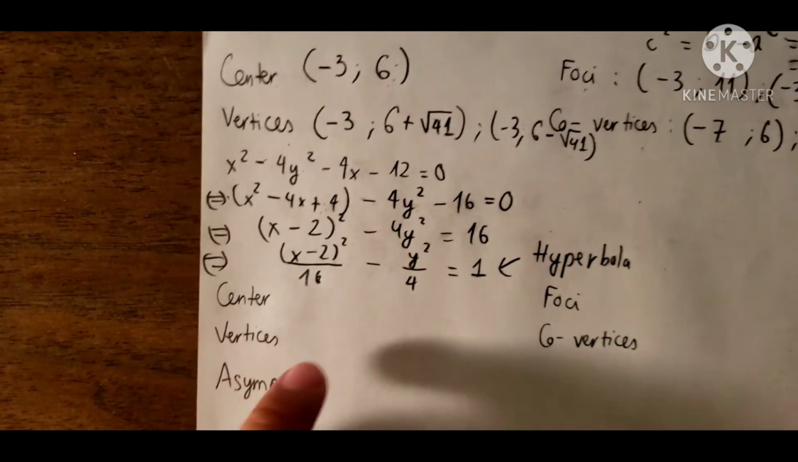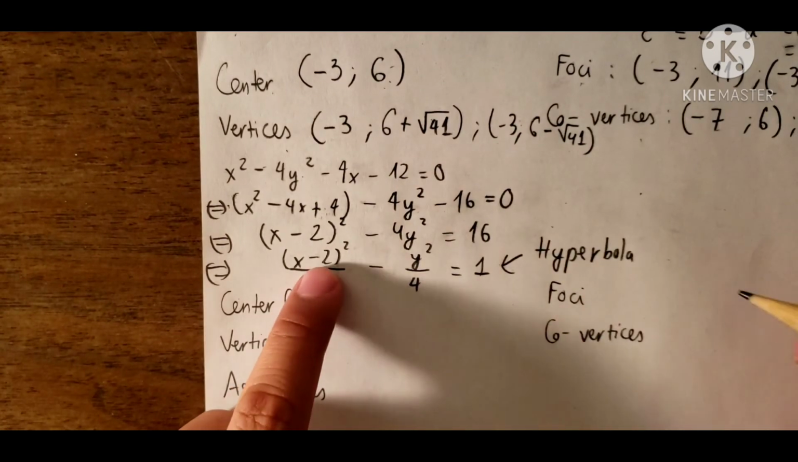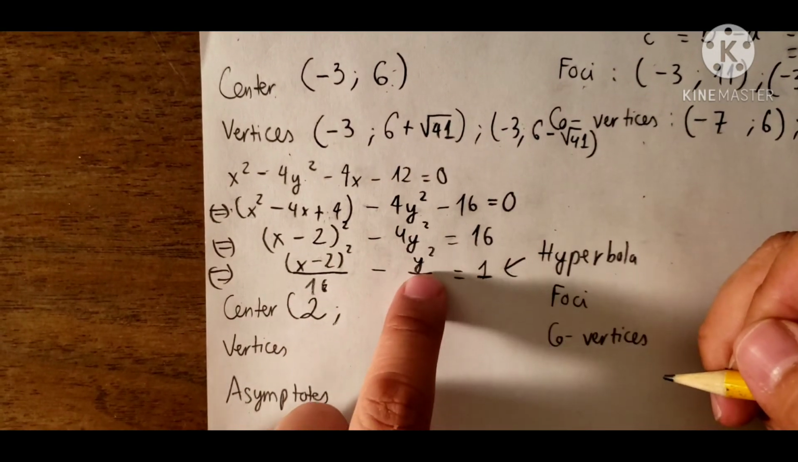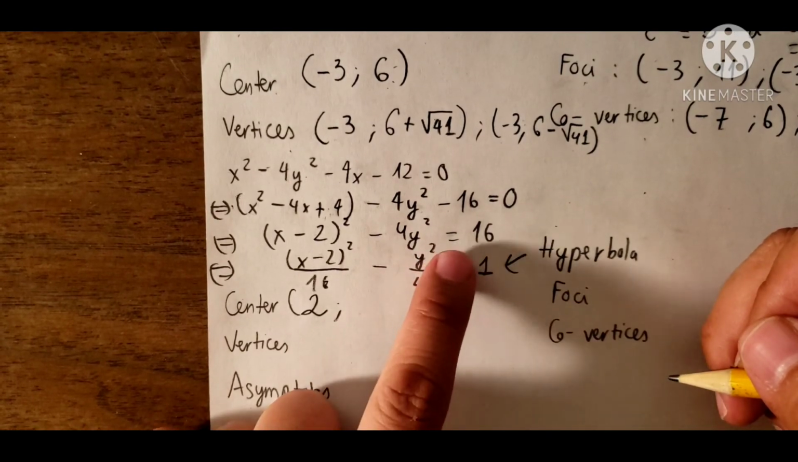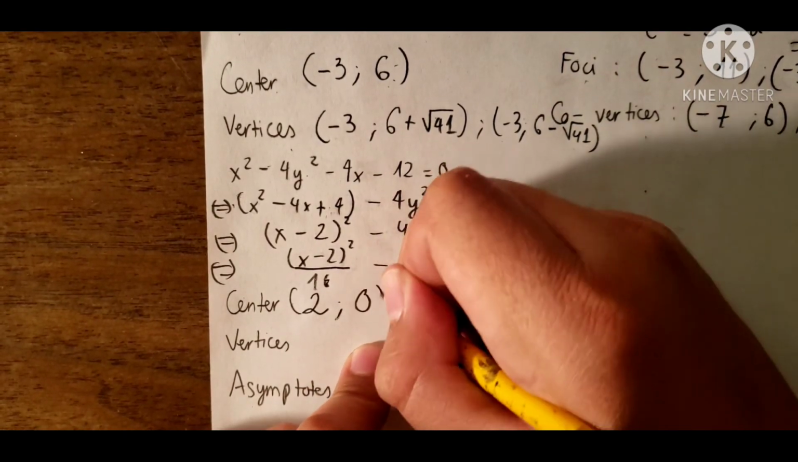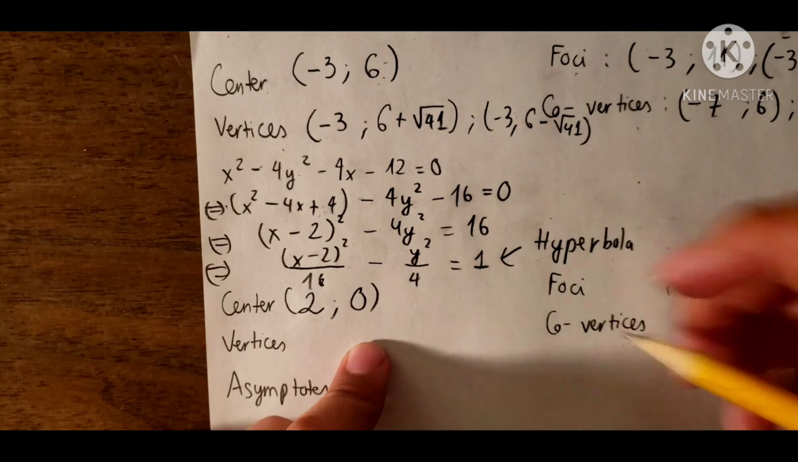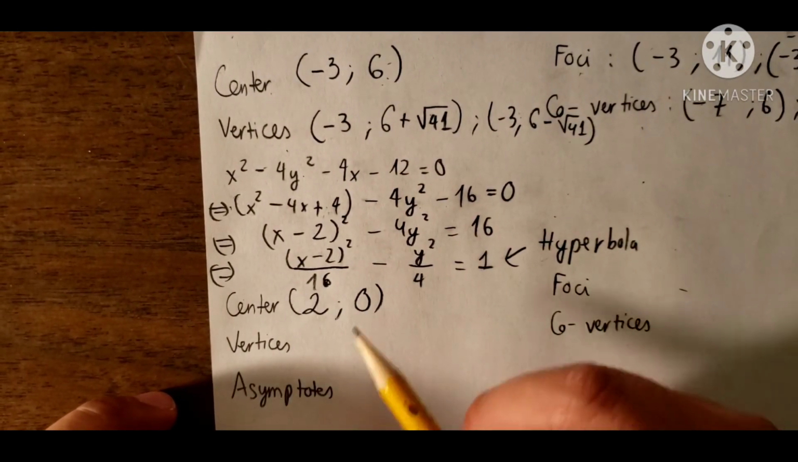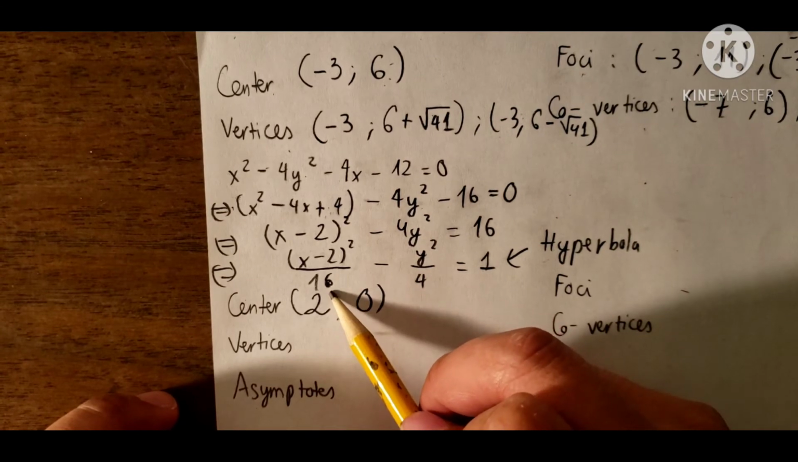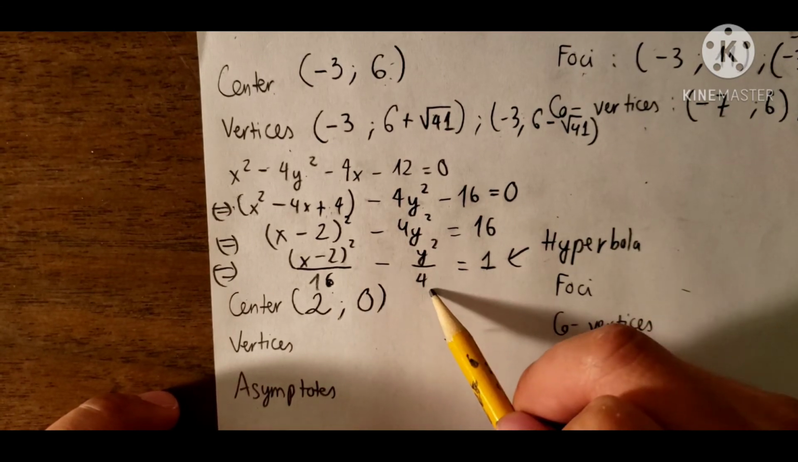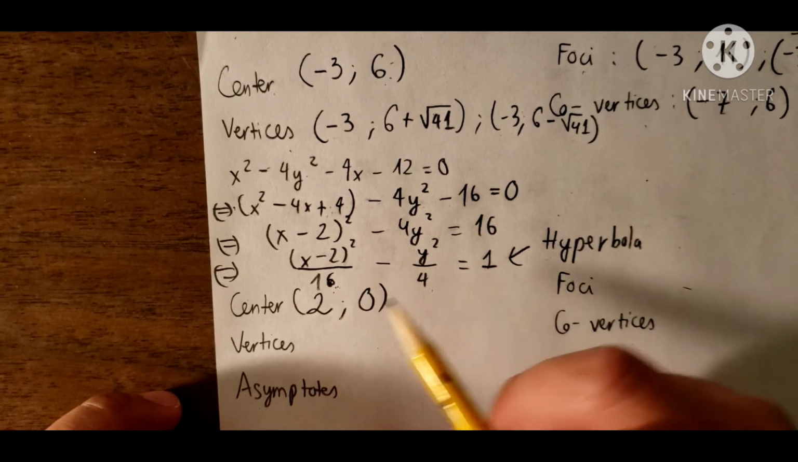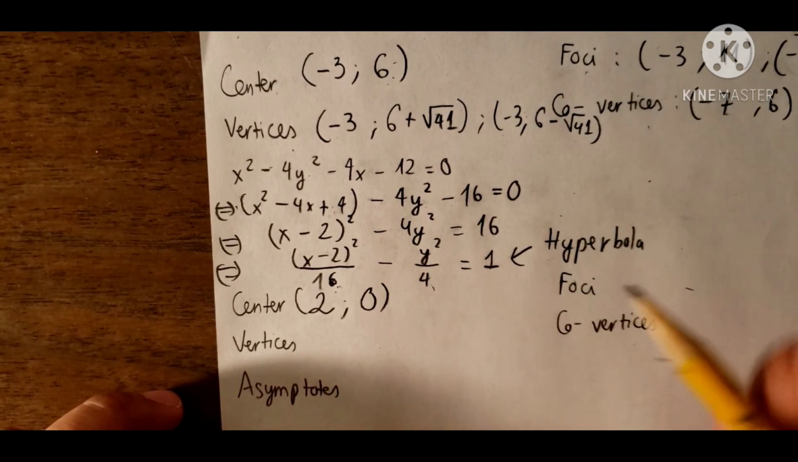Now we need to find the center. We have the minus 2, so the center should be number 2. We have y power 2, but there is no number, so this is 0 in here. So you can see that the 16 is higher than number 4. So this one is the vertex. This one is the co-vertex.